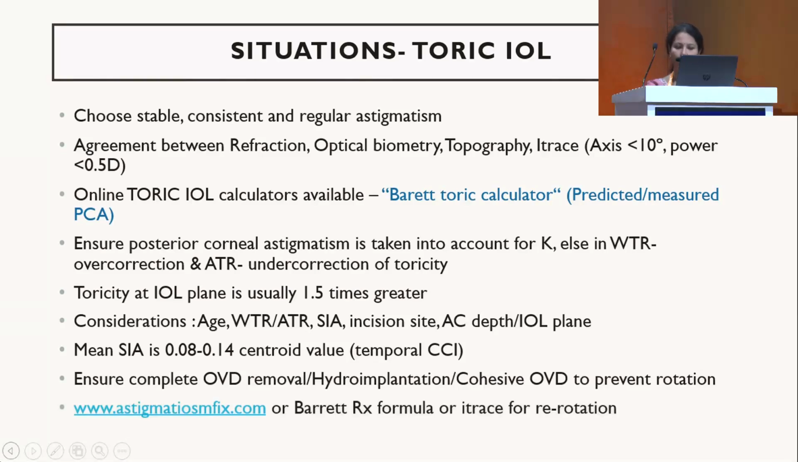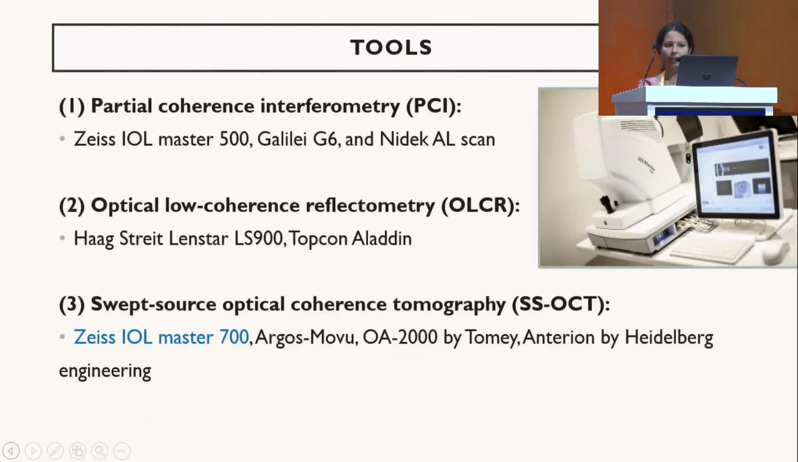And if there is an error or there is a rotation of the toric IOL, we have astigmatismfix.com or the Barrett RX formula, which will help us to know how much to re-rotate the IOL.